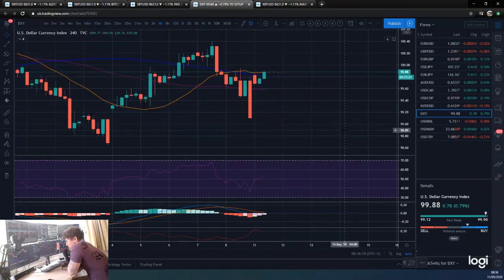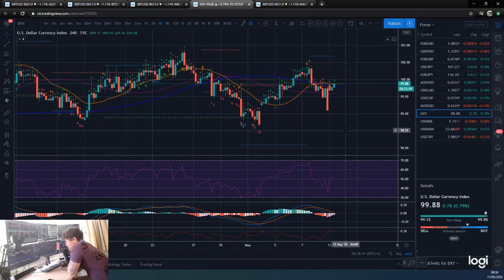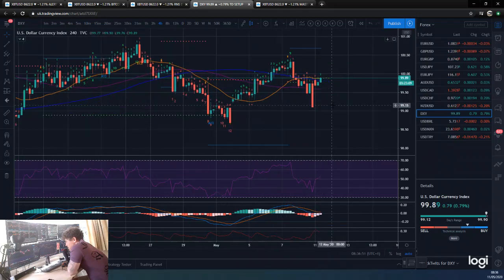4 hour, what can we see on the 4 hour? Anything interesting here? Great 9 sell trade there. But yeah, not too much going on. Interesting looking candle there.